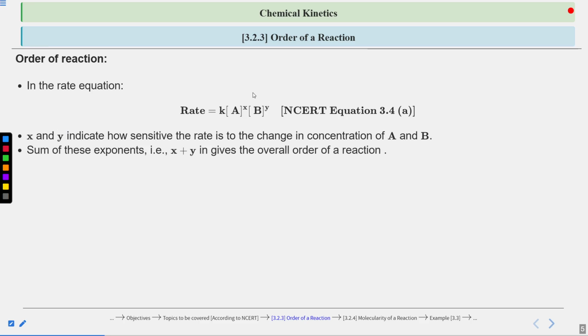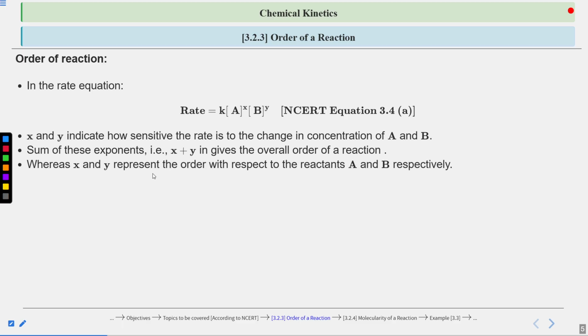The sum of these exponents, that means x and y (exponents is a synonym for power). So x and y are the powers of the A and B concentrations. If you sum these exponents, that is, if you write x plus y, it gives the overall order of a reaction. So if you know the rate law for a particular reaction, that means the reactant concentrations are in product form, and each has a power, and if you add those powers, that will determine the overall order of the reaction.